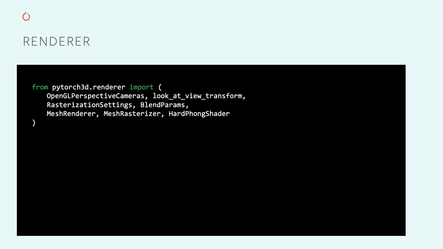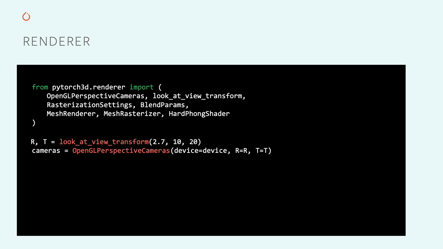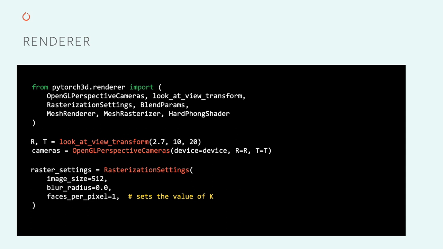We have more detailed examples in the tutorial section of the PyTorch3D GitHub codebase. We first import the necessary components from the renderer module. Next, we need to initialize a camera. And here we use a perspective camera and the lookat transform to determine the rotate and translate transforms. Next, we can initialize the rasterization settings, which include the faces per pixel, which corresponds to the k parameter. So this determines the top k values which are returned from the rasterizer. For a full explanation of the parameters, please refer to the PyTorch3D documentation.